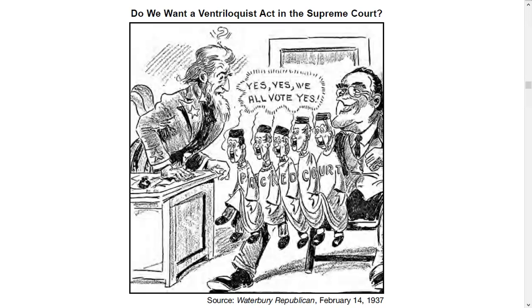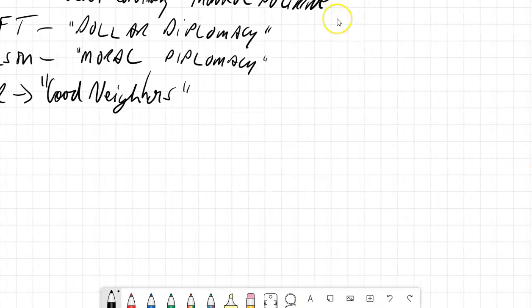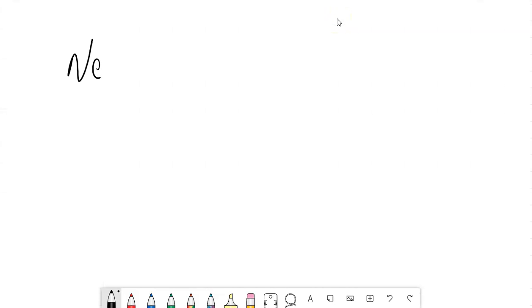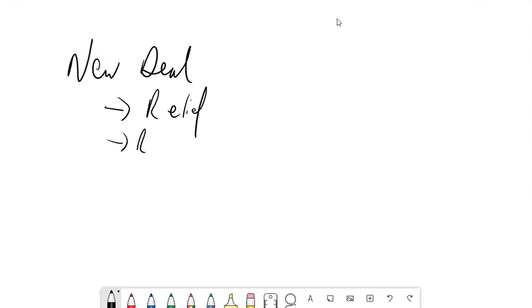all about, as you remember, and when you think about the Depression and the New Deal particularly, you always think about relief, recovery, and reform. Relief, dealing with the immediate emergency that the country is in.